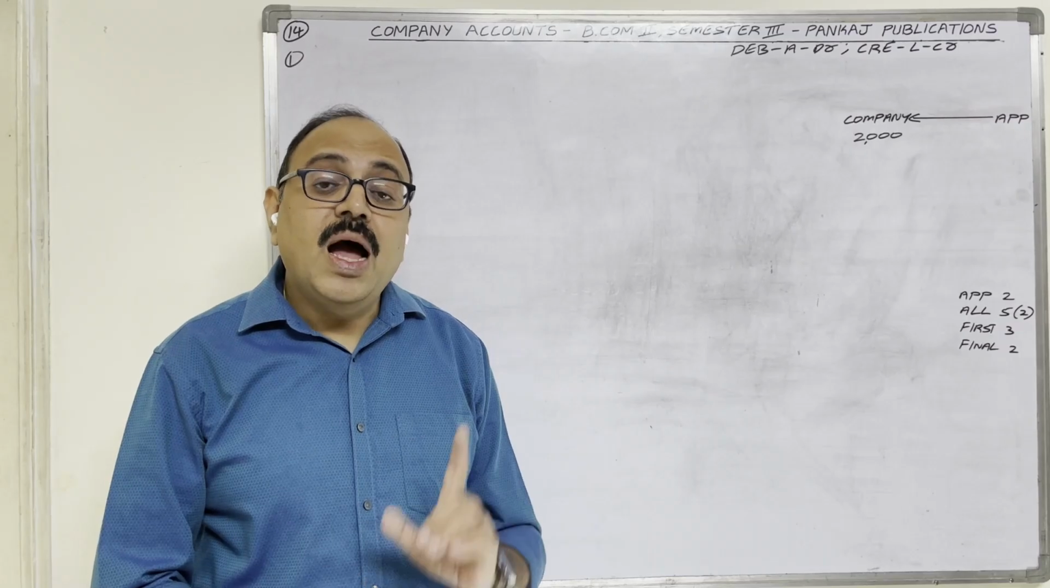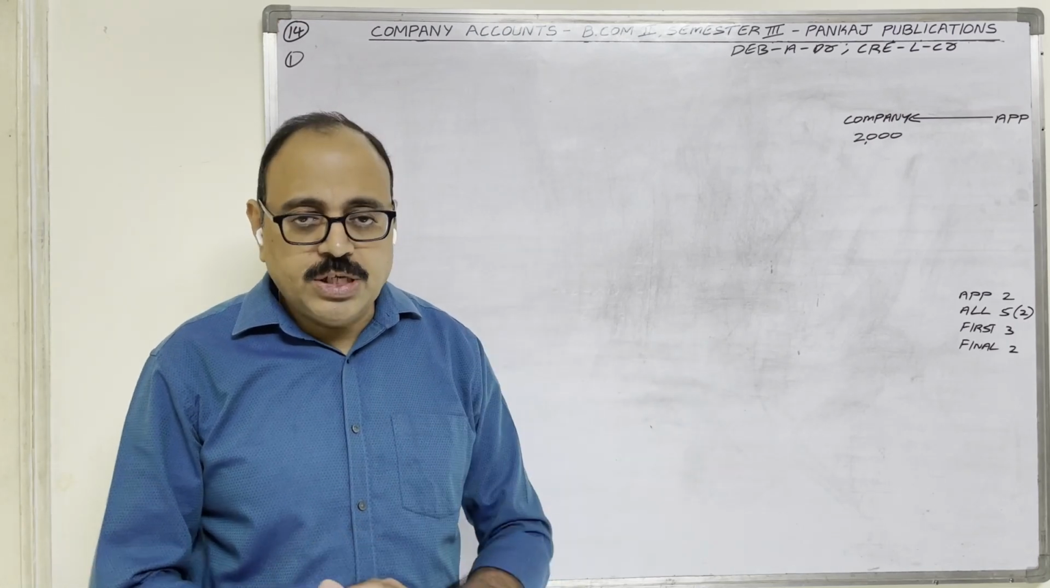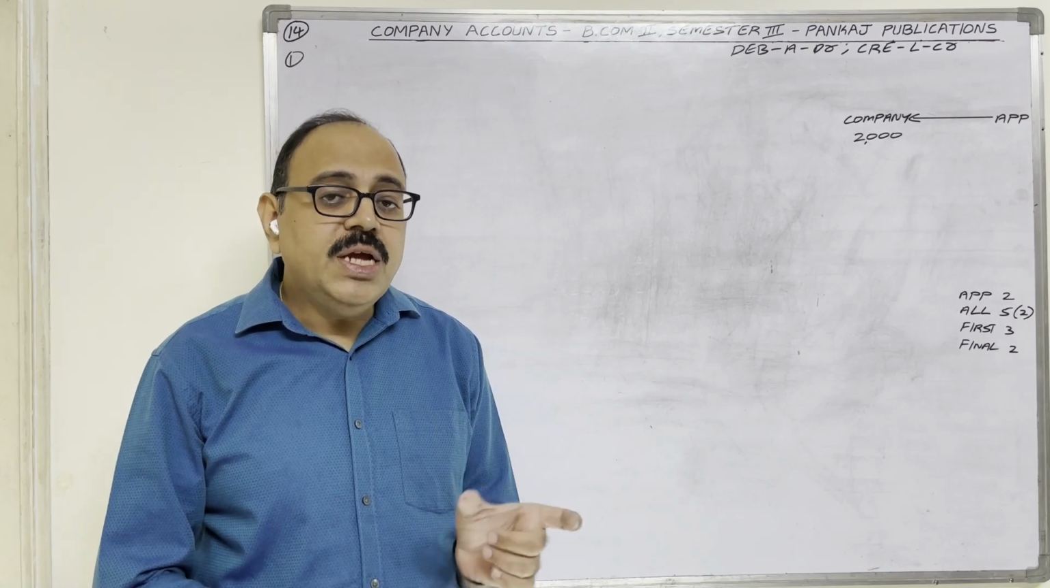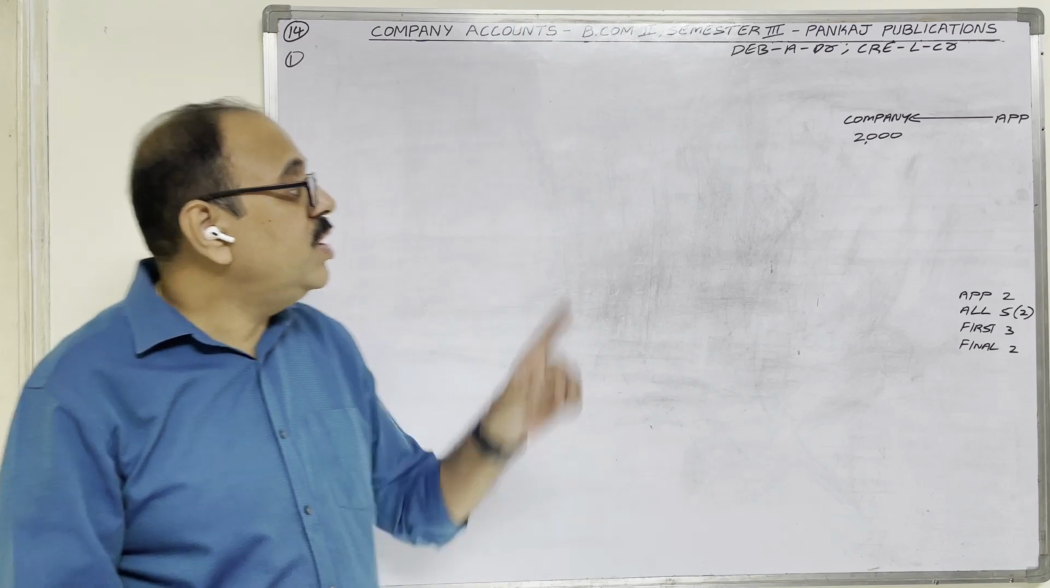First entry is for application. So money received entries in cash book I have explained. Now application money to capital account we have to transfer. That entry we have to write in journal.